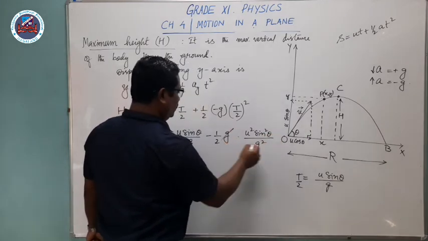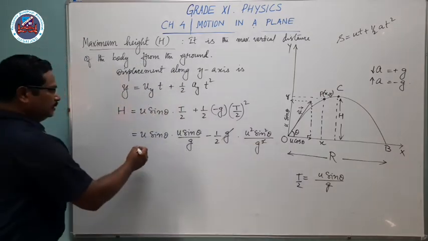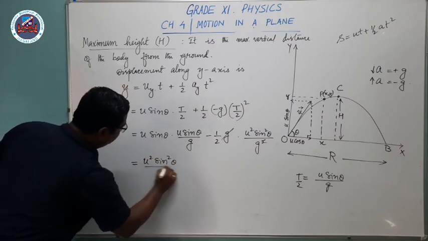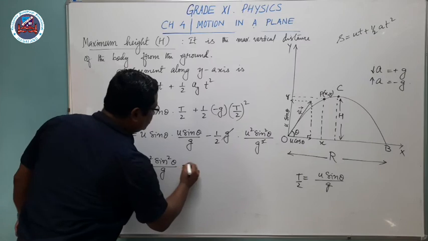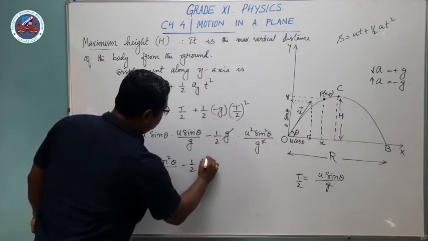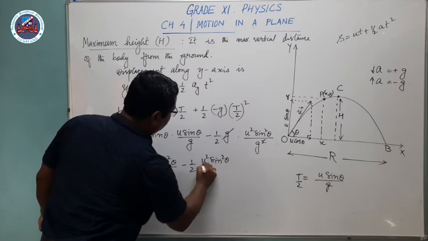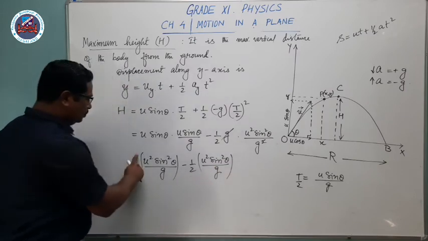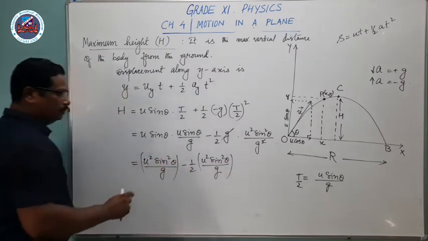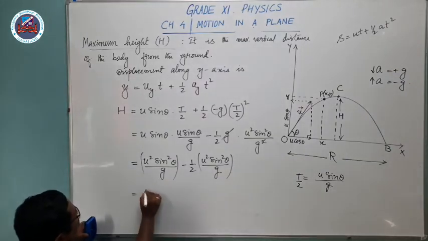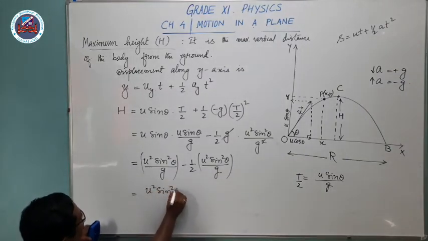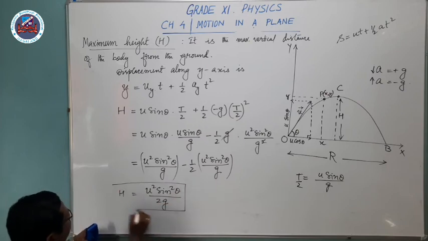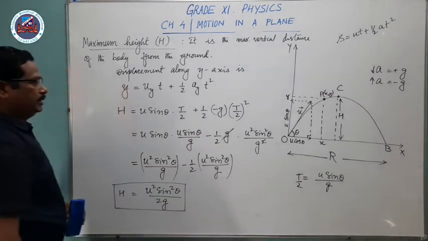Like this, one g you can cancel out here. Then ultimately what you will get here is u square sin square theta divided by g, minus half of u square sin square theta divided by g. These terms are common, you can see here. This is 1, this is minus 1 by 2. 1 minus 1 by 2 is 1 by 2. So your formula will be u square sin square theta divided by 2g. So this will be the expression for maximum height attained by a projectile.